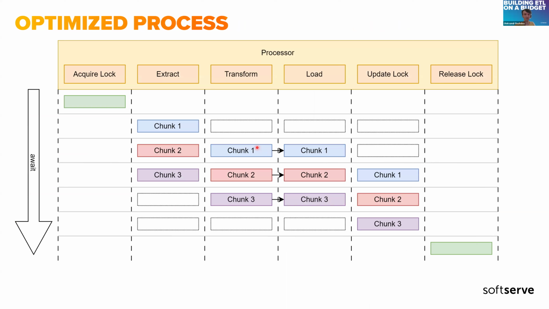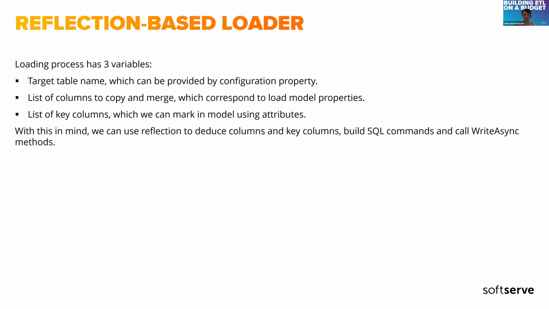As you can see, when chunk 1 is transforming and loading, we can already start extracting chunk 2. It is more memory intensive, but it can achieve higher throughput. Making a reusable extractor and transformer is easy, and we will check them in the demo section.